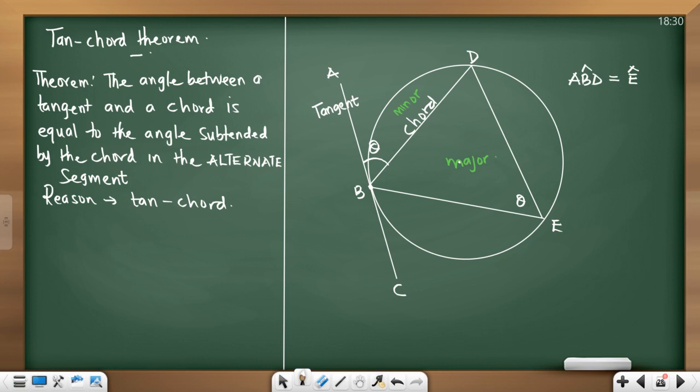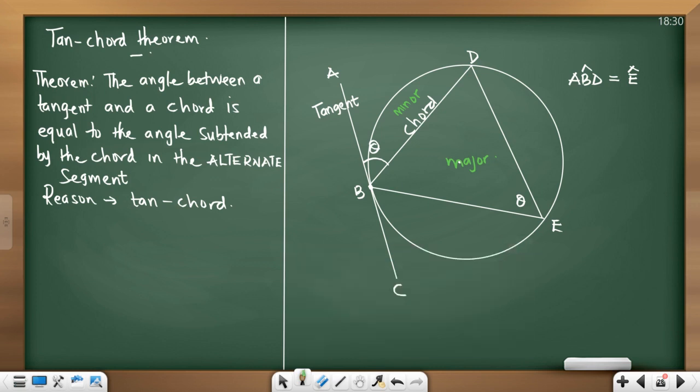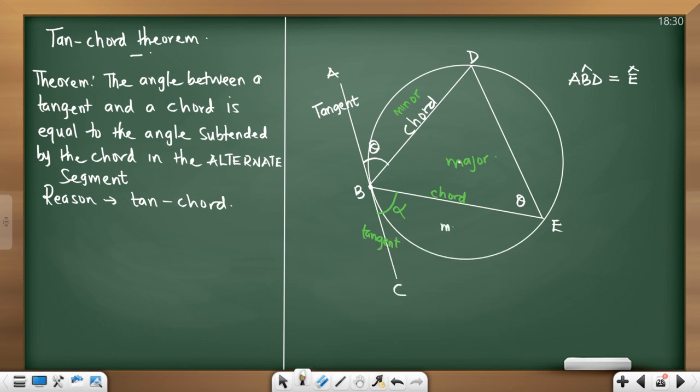Let's try something else. I want you to see something else. We could also create a tan-chord here on the other side. Tangent and a chord. So I'm looking at another chord here and another tangent here. Let's call this alpha. Which angle do you think this would be equal to? Remember, this is now in the minor segment using this chord. This one also becomes the major.